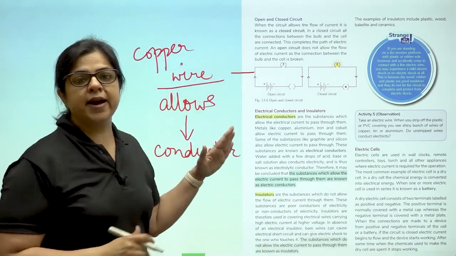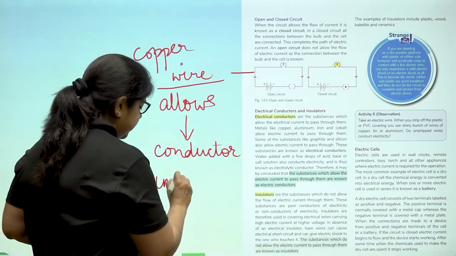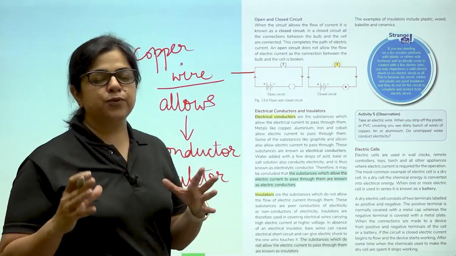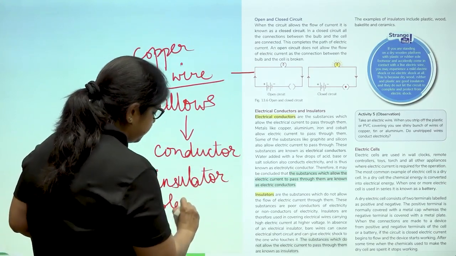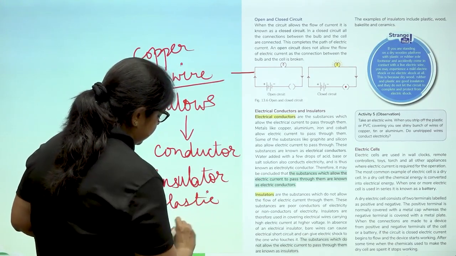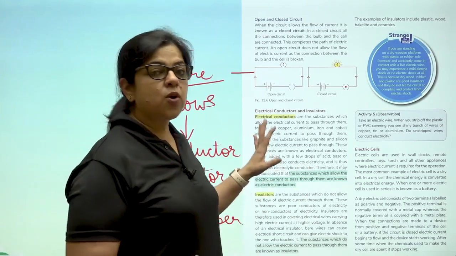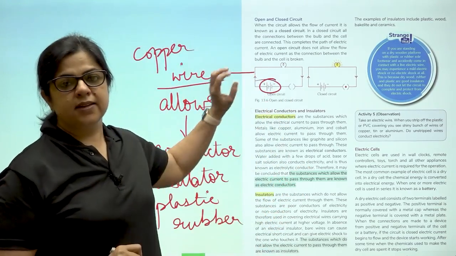So, what will a device that does not allow current to pass through it be called? It will be called an insulator. Quickly give me an example of an insulator. Think. Plastic, rubber. These are all insulators.